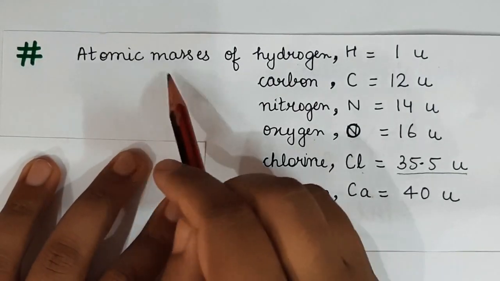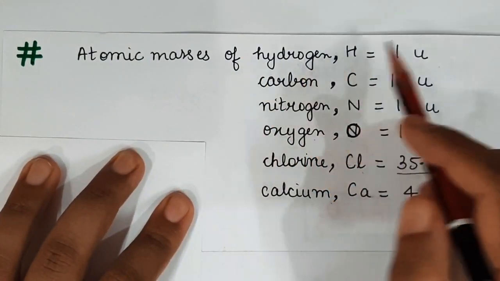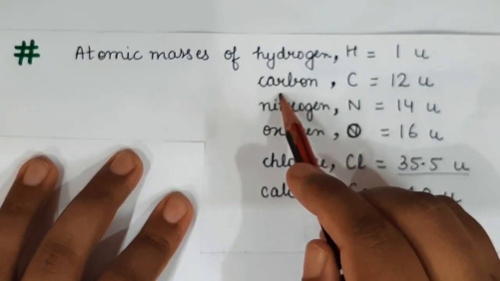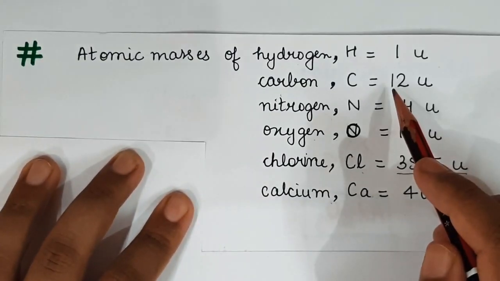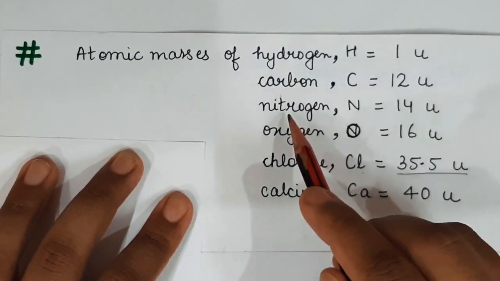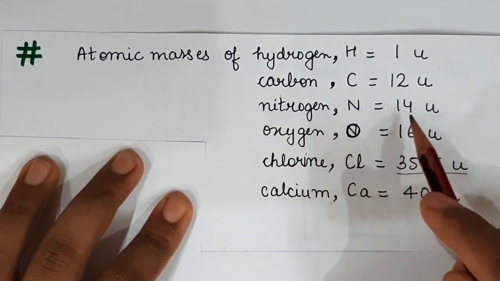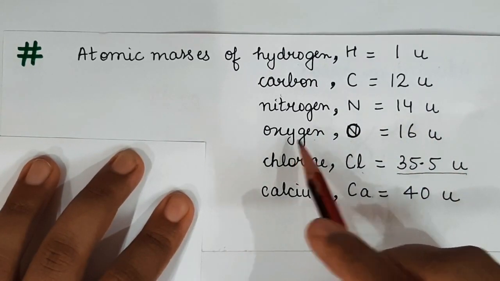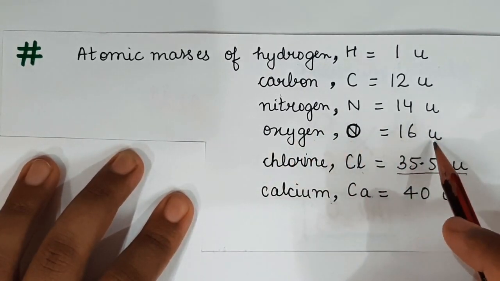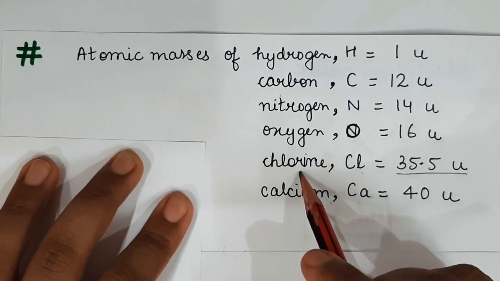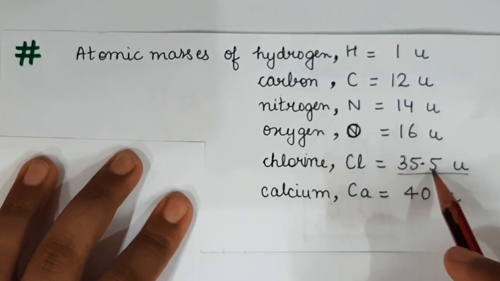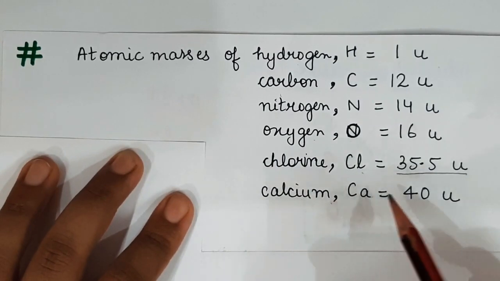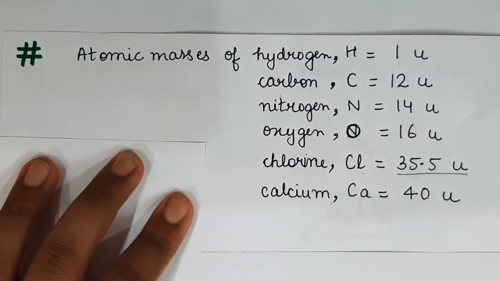So what is the atomic mass of hydrogen? It is 1 U. What is the atomic mass of carbon? It is 12 U. Atomic mass of nitrogen, 14 U. Atomic mass of oxygen, 16 U. Atomic mass of chlorine, 35.5 U. And atomic mass of calcium, that is 40 U.